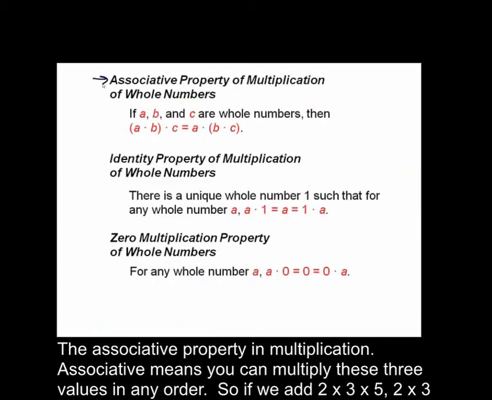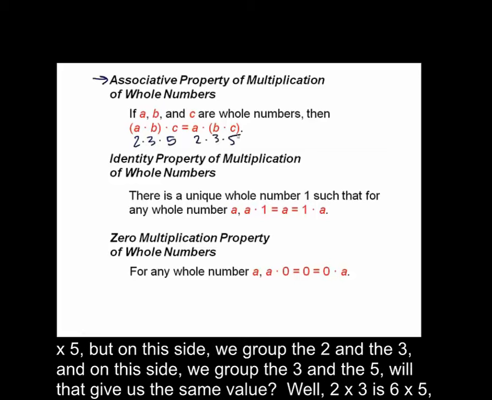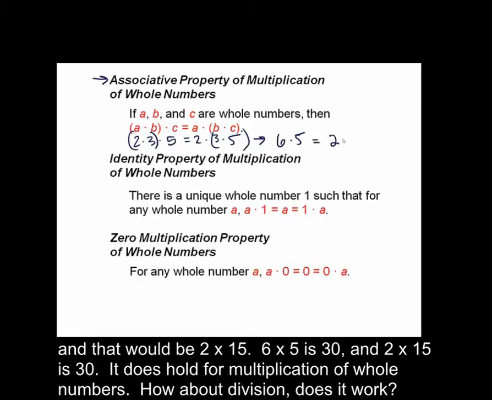The associative property of multiplication. Associative means you can multiply these three values in any order. So if we had 2 times 3 times 5, and on this side we group the 2 and the 3, and on this side we group the 3 and the 5, will that give us the same value? Well, 2 times 3 is 6 times 5, and that would be 2 times 15. 6 times 5 is 30, and 2 times 15 is 30. It does hold for multiplication of whole numbers.